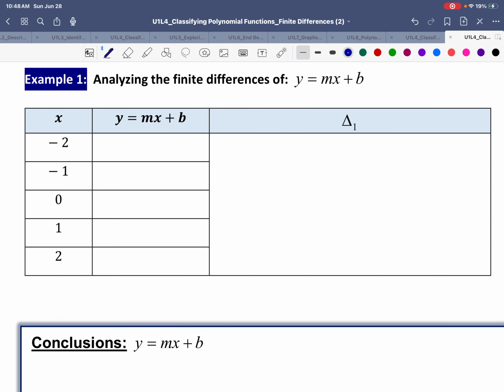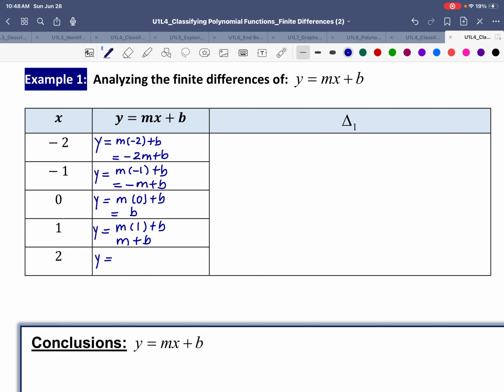So we're going to start off with the y values here. When x equals negative 2, the y value will be m times negative 2 plus b, or simply negative 2m plus b. Next we have x equals negative 1, so the y value will be m times negative 1 plus b, or negative m plus b. When x equals 0, m times 0 plus b will be equal to simply b. When x equals 1, m times 1 plus b, or simply m plus b. And when x equals 2, we have m times 2 plus b, or 2m plus b.